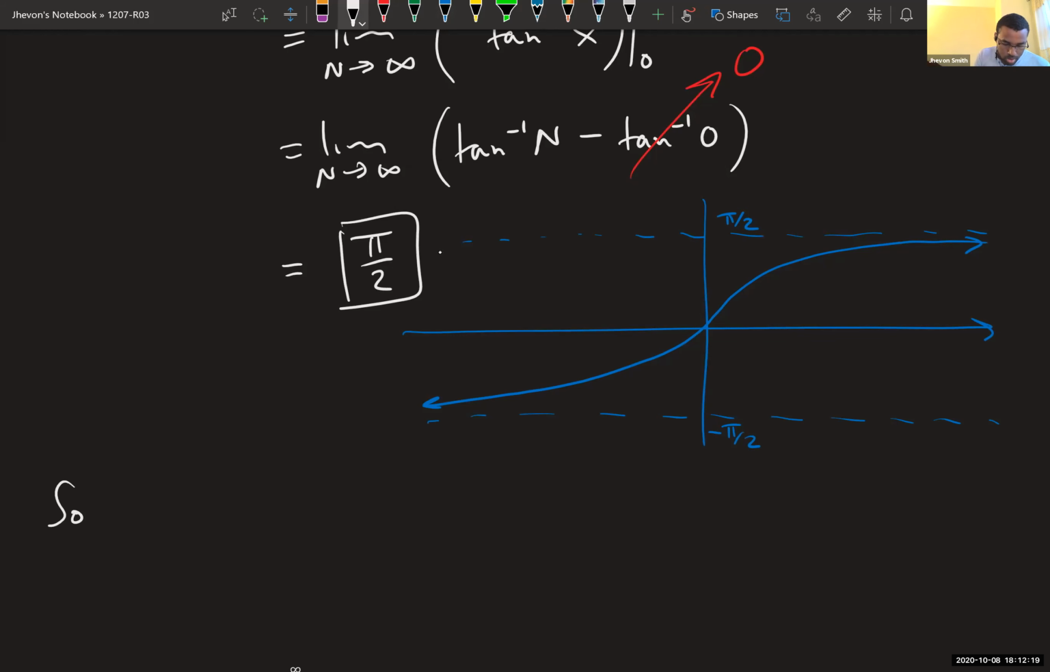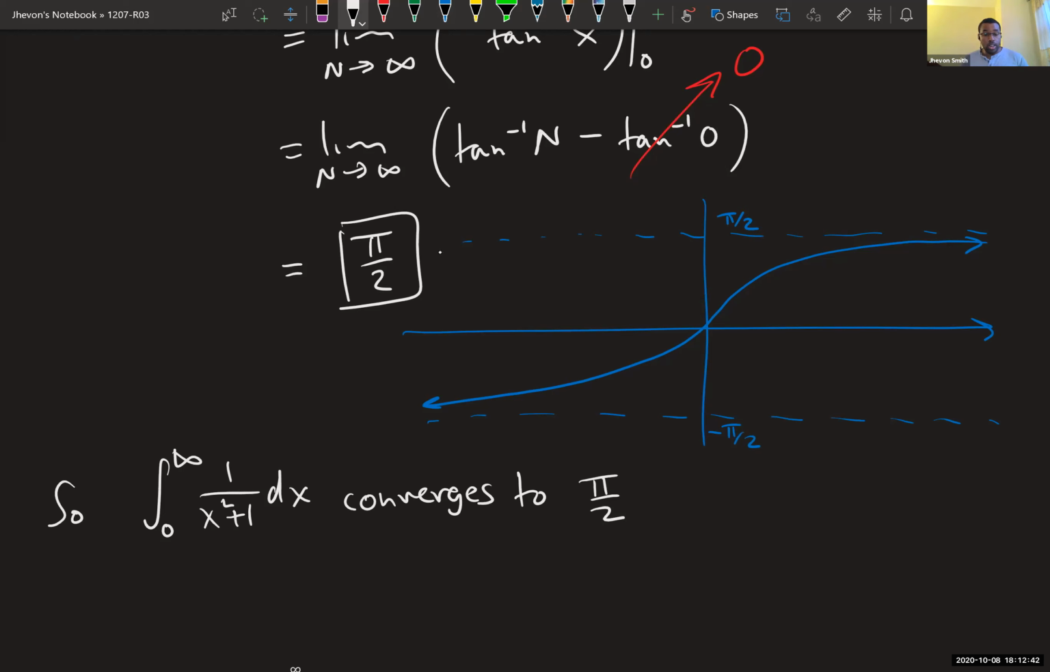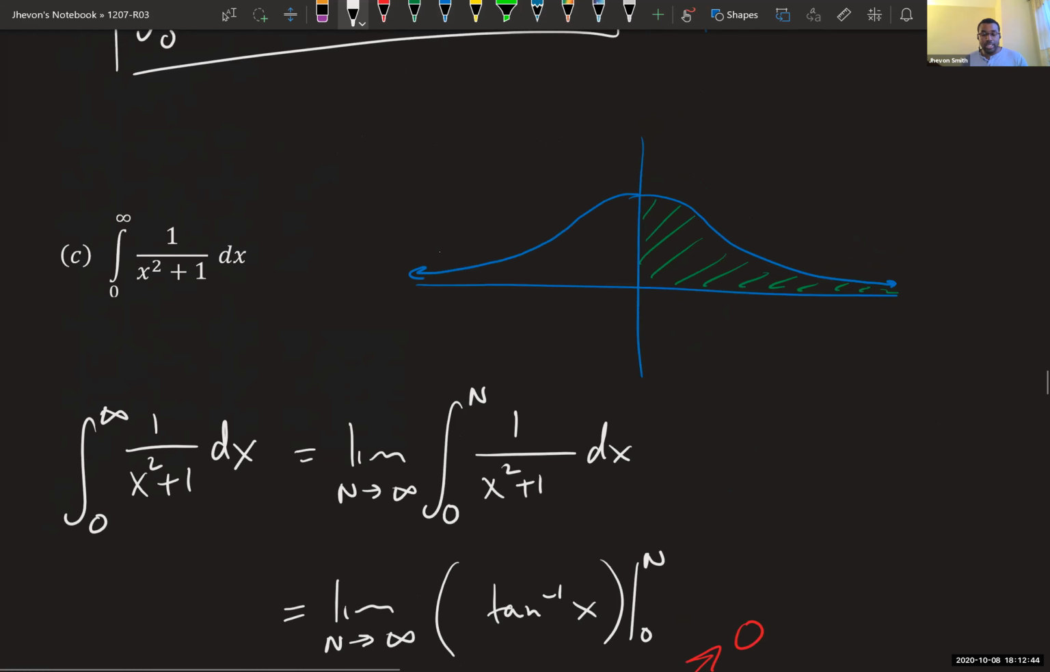So it turns out that the integral from 0 to infinity of 1 over x squared plus 1, if I can find the area of that curve, it would converge to pi over 2. There are pi over 2 square units under that graph. So the area under the entire graph, as you can probably imagine, is pi.